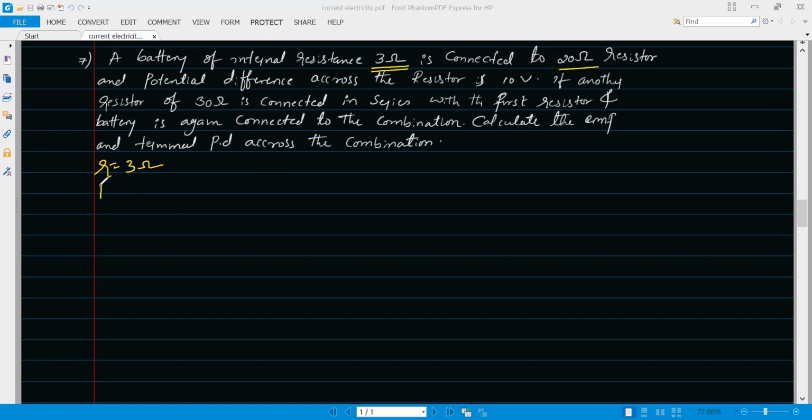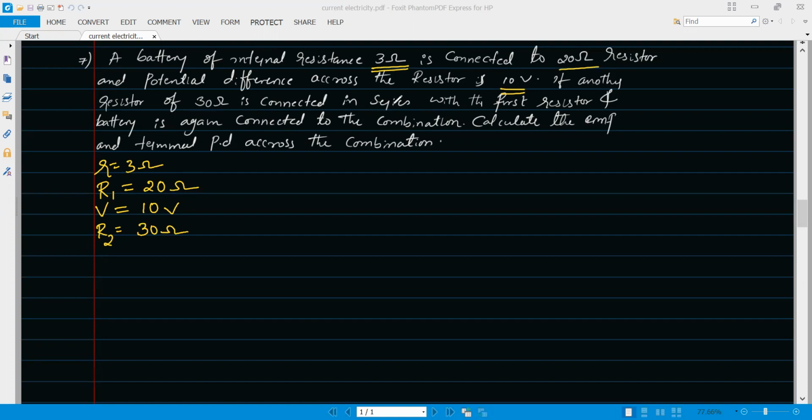So here there is a resistance, let us write it as R, which is equal to 20 ohm. The potential difference across the resistor is 10 volt. They have given the potential difference across this resistor as 10 volt. If another resistor of 30 ohm, let us write R1, another resistance, that is R2, is later connected. That means it is connected afterwards, it is not there at the start. For now, R2 is equal to 30 ohm, connected in series.